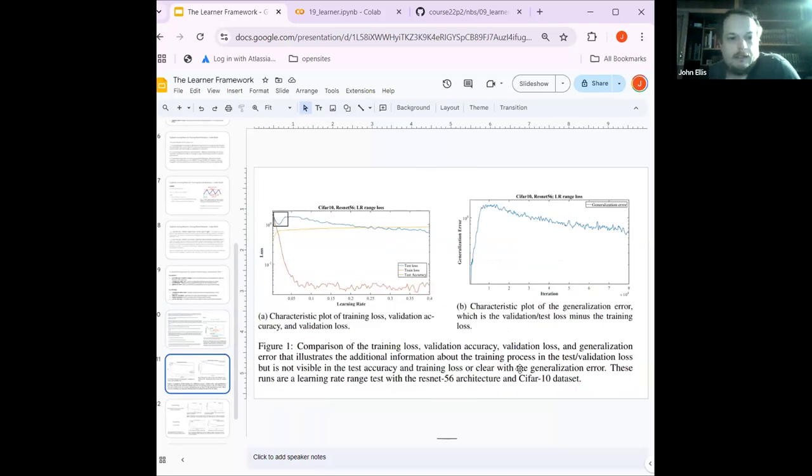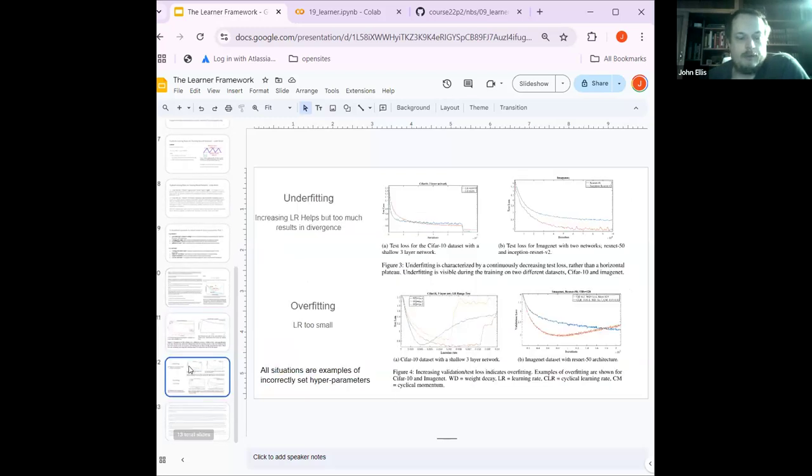So looking across these, just looking at two separate charts here, we're looking at characteristic plots for the training loss, validation accuracy, validation loss, and generalization error. And this is from one of the data sets they went through. We move into starting to recognize when there's underfitting and overfitting.